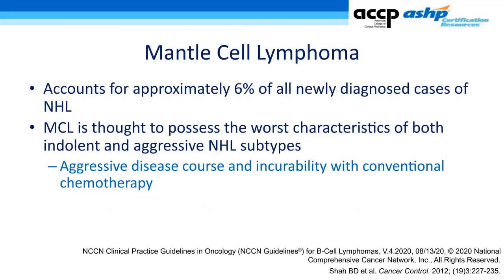So now we're going to switch gears and talk about mantle cell lymphoma, which is actually a very small portion of all the newly diagnosed cases of non-Hodgkin's lymphoma, but it has some unique properties. Some references classify mantle cell lymphoma as an indolent lymphoma, while others consider it an aggressive one. But the bottom line is that it possesses the worst characteristics of both of those subtypes. It has an extremely aggressive disease course, and with conventional chemotherapy, this is considered to be incurable.